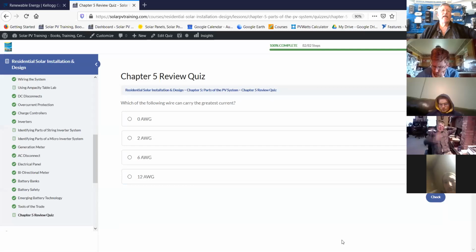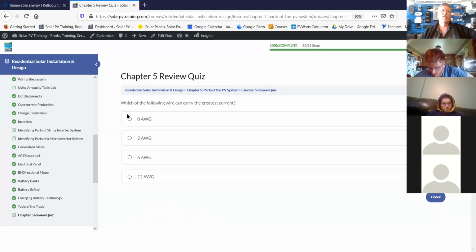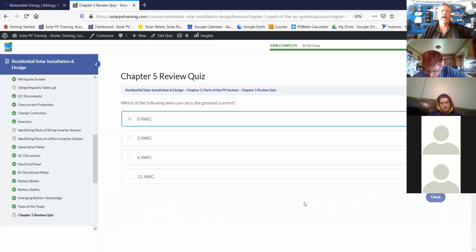Which of the following can carry the greatest current of these 4 wires? Gonna wait you guys out. Everybody's snoozing. The bigger the wire, the more amps. 0 gauge can carry the most, bigger wire or more amps.